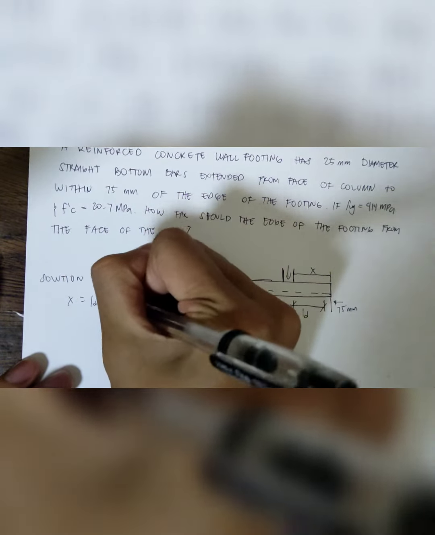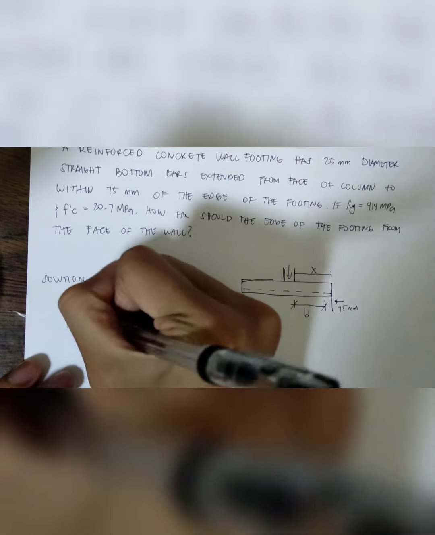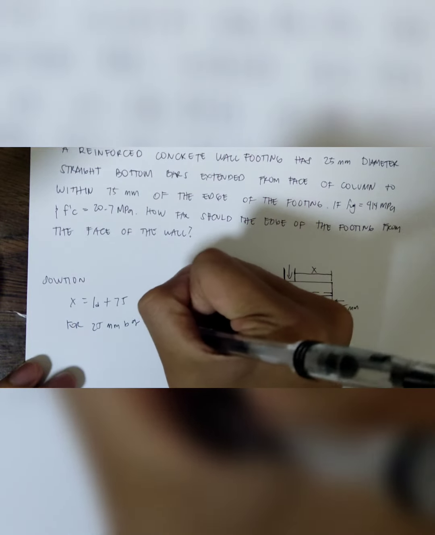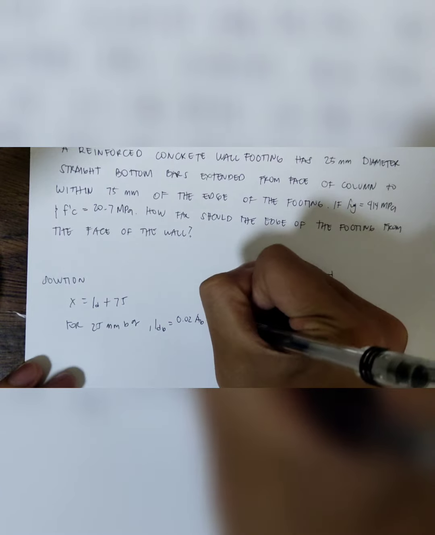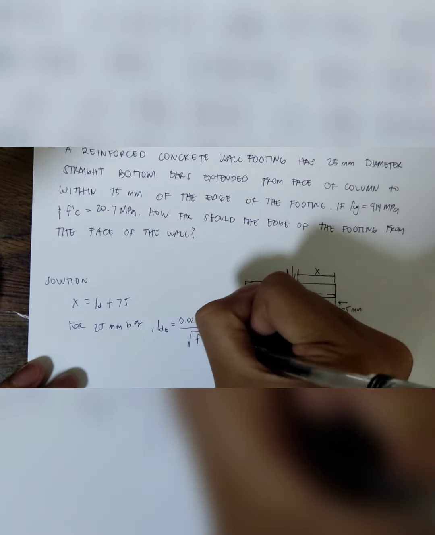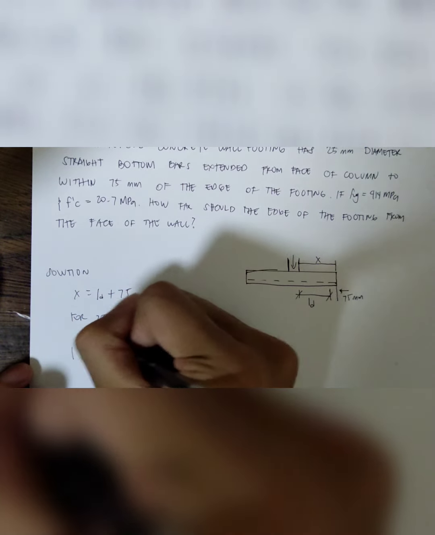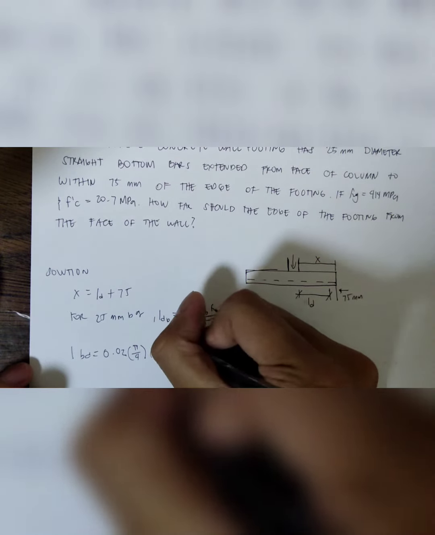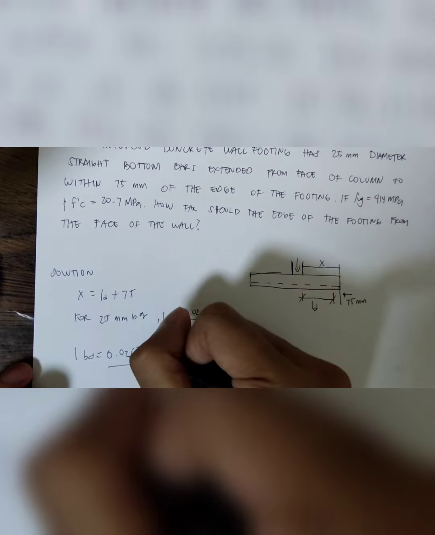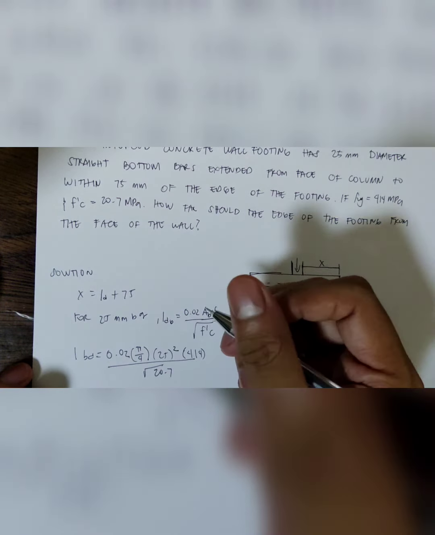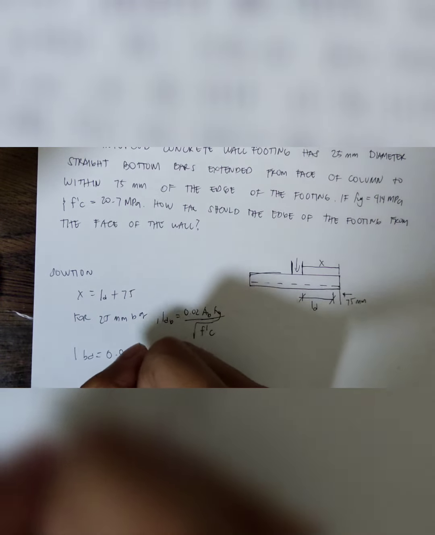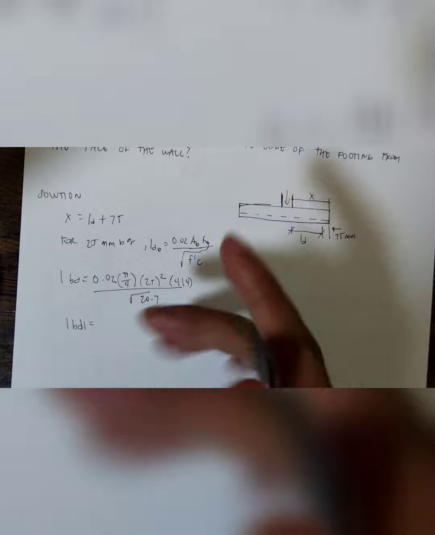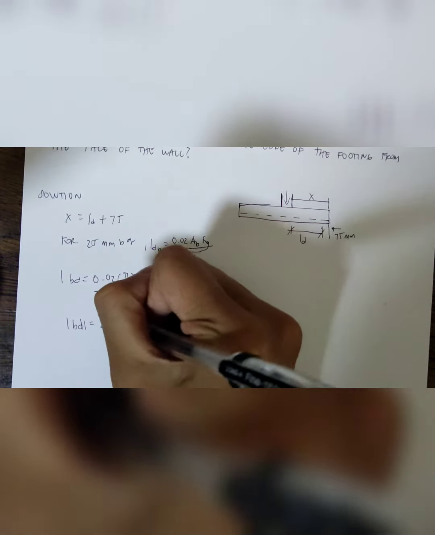x equals to Ld plus 75. So for a 25 millimeter bar, Ldb is equals to 0.02 Ab fy over square root of f'c. Substituting, Ldb is equals to 0.02 times pi over 4 times 25 squared times 414 over square root of 20.7. So we get Ldb is equals to 893.3 millimeter.